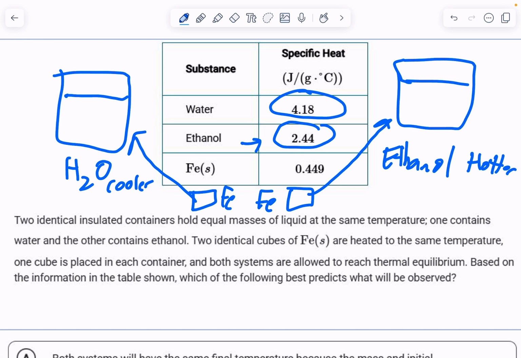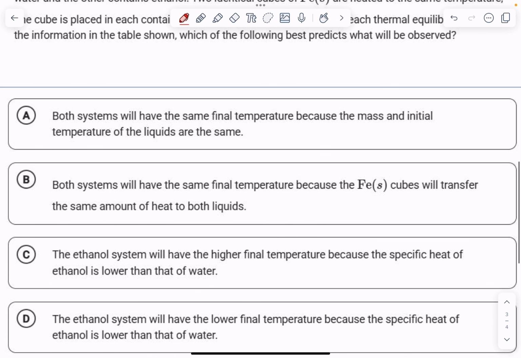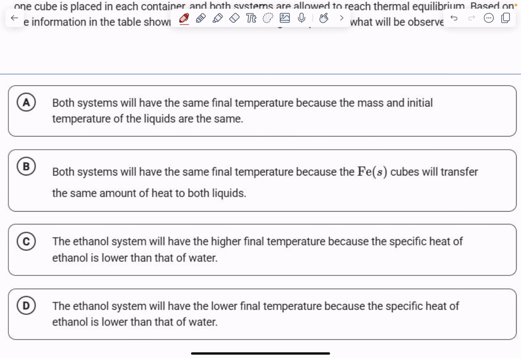They're both going to transfer the same amount of energy, or heat, from the iron to the liquids. That's the same, but the temperature change is going to be different, because ethanol has a lower heat capacity. So let's see our choices. A, both systems will have the same final temperature, because the mass and initial temperatures of the liquids are the same. That is false, because they have different heat capacities. They're going to have different final temperatures.